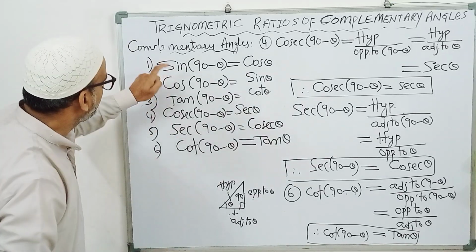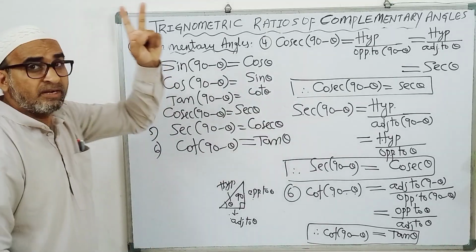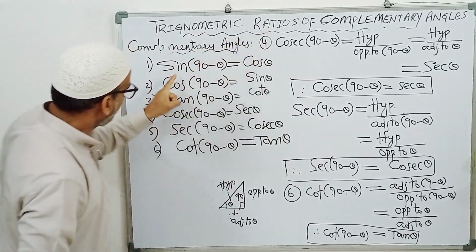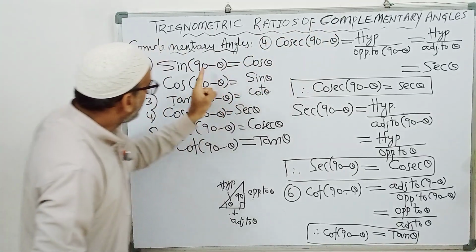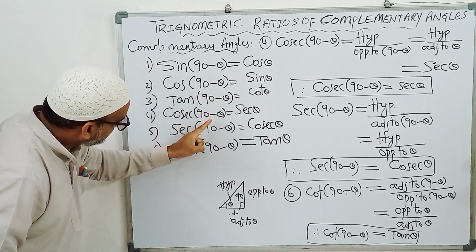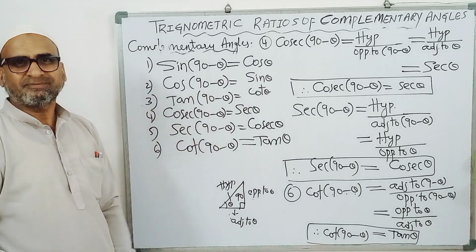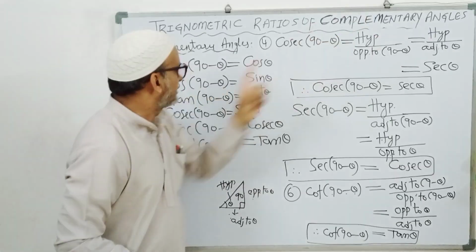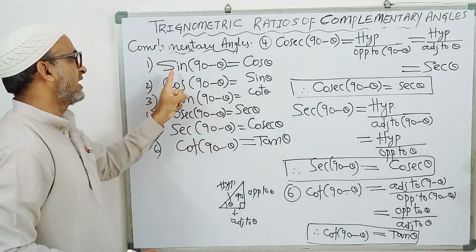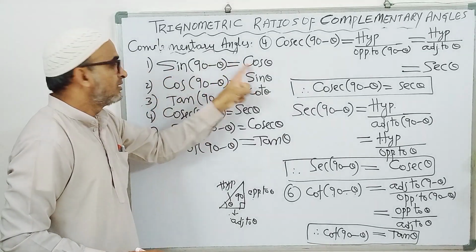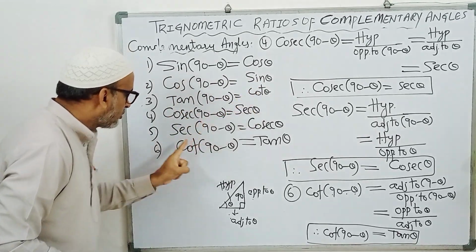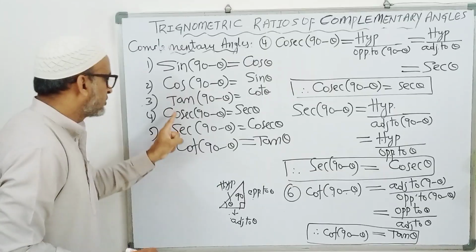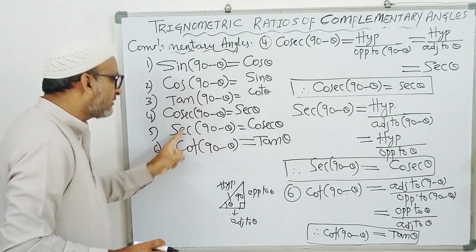These are called the 6 trigonometric ratios: sin, cos, tan, cosec, sec, cot. Complementary angles: 90 minus theta. So sin changes to cos, cos changes to sin, tan changes to cot, cot changes to tan, cosec changes to sec, sec changes to cosec.